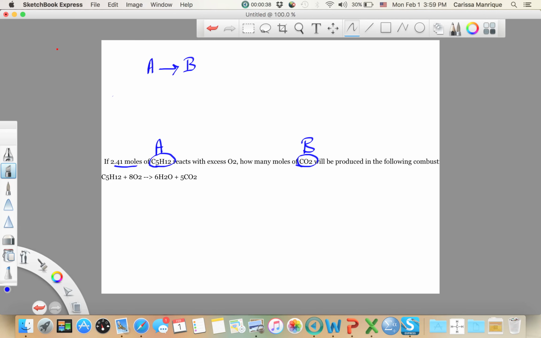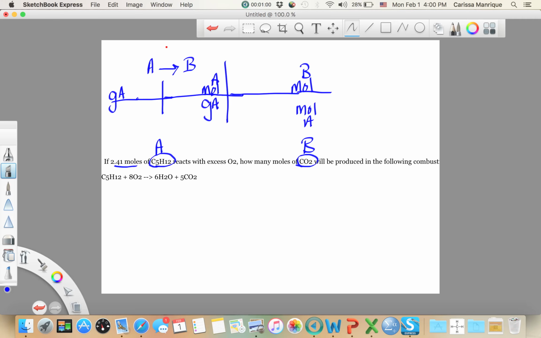Now let me show you, you can actually go grams to grams. So I'm going to put grams of A, you're going to start with A, and then you're going to convert to moles, and then from moles of A, you'll do a mole ratio to B, and then you'll go to grams, so cancel out moles of B and go to grams of B.